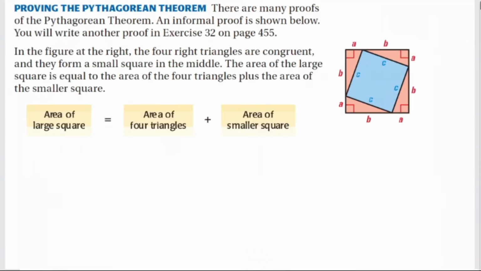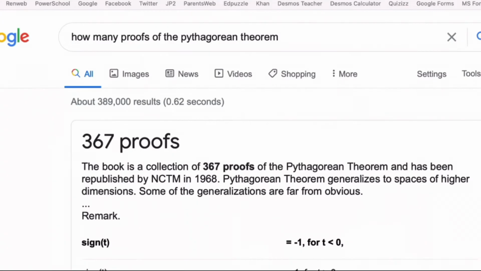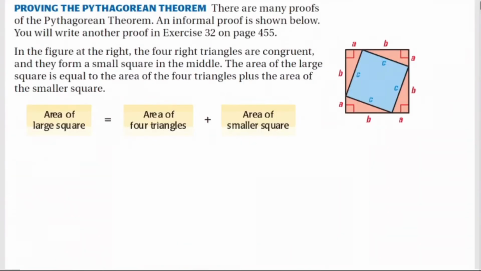This is the part of the video where you just sit back, relax, and try to enjoy this proof of the Pythagorean theorem. There's actually, I think, hundreds of proofs of the Pythagorean theorem. Yeah, I just looked it up. There's actually a book you could read for leisure that lists 367 proofs of the Pythagorean theorem. I'm just going to show you one.